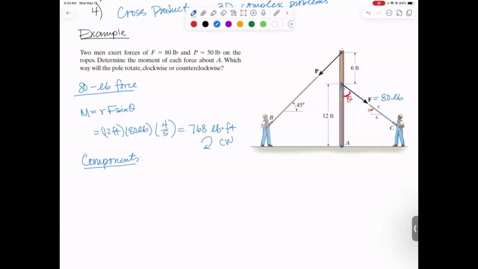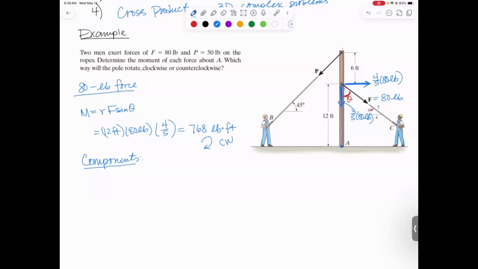So the way we do it with components is first I need to take that force and break it up into its x component and its y component. Well, for this x component, I'm going to use this horizontal side over the hypotenuse of that little triangle, so it is going to be 4/5 of 80 pounds. And the y component would be 3/5 of 80 pounds. So just taking that 80 pounds and splitting it up into x and y components, I'll just draw them on the picture.